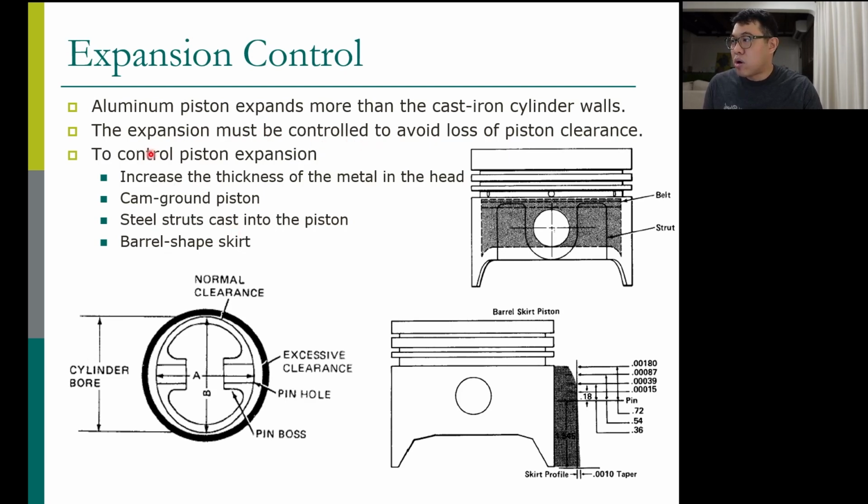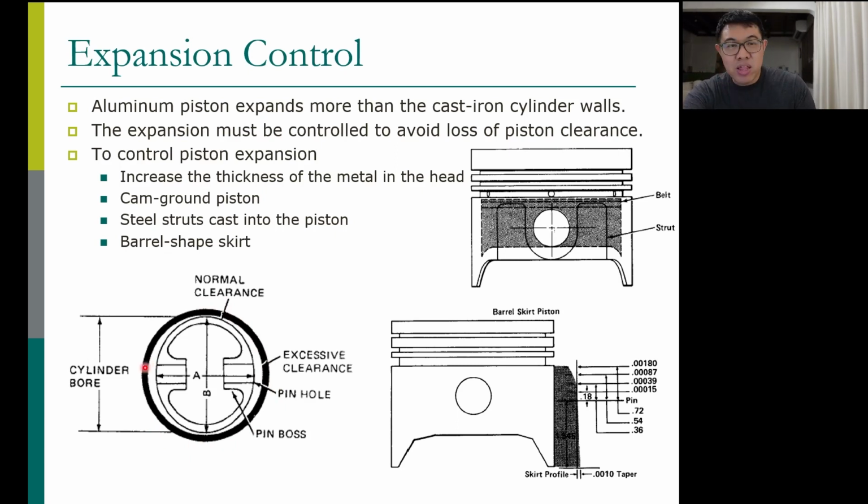To control piston expansion, first you can increase the thickness of the metal in the head. This helps because you can remove the heat faster. Aluminum is a good conductor, so you can remove heat if you have a thick head. You can also have cam ground pistons. Cam ground means the piston is machined such that it is oval, not a circle.